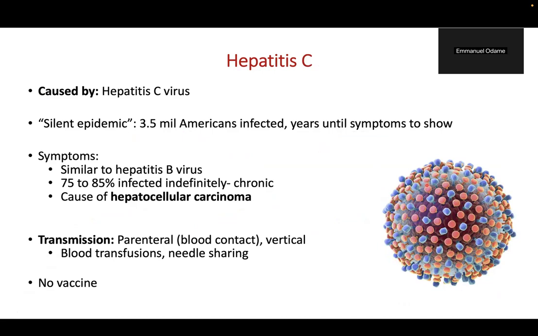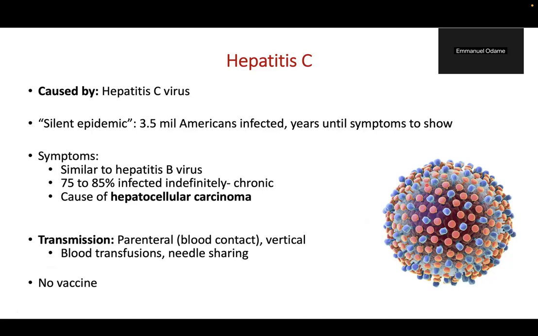Next on our list is hepatitis C, which is caused by the hepatitis C virus. This is a silent epidemic disease. About 3.5 million Americans are infected, and it takes years until your symptoms show up. So you have it, but you won't see it. It's very silent until several years later. You have similar symptoms as the hepatitis B virus. Seventy to 85% of infections lead to indefinite chronic disease, and it also causes hepatocellular carcinoma.